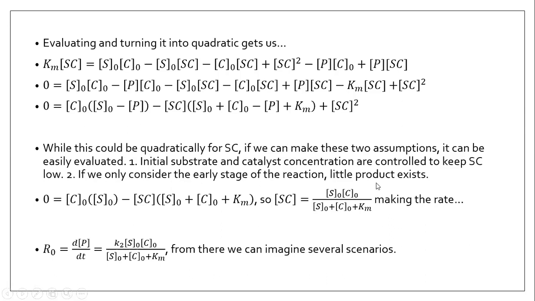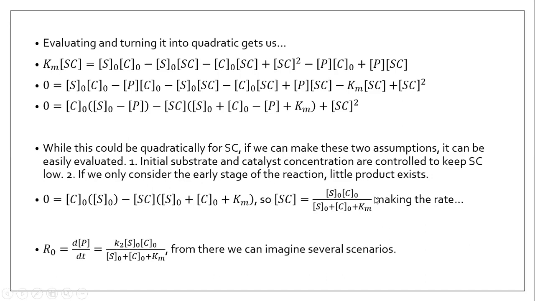We can make two assumptions that will make the value easily evaluable. So one, we're going to say the initial substrate and catalyst concentrations are controlled to keep SC low. So we're going to keep the substrate catalyst concentrations low. And if we only consider the early stages of the reaction, very little product exists. So the product drops out, and if we're keeping SC low, then SC squared is essentially 0. So SC times SC is going to be 0. And so we can now solve this in terms of just SC.